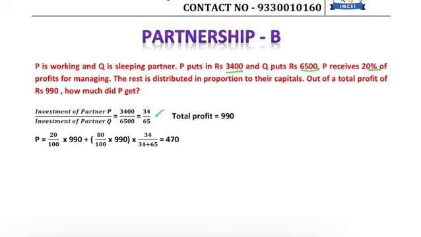Out of the total profit of 990, how much does P get? Now the total profit is 990. P would get 20% of 990 for running the business. The remaining 80% of 990 will be distributed in terms of their investment. So P's total amount will be 470 rupees.